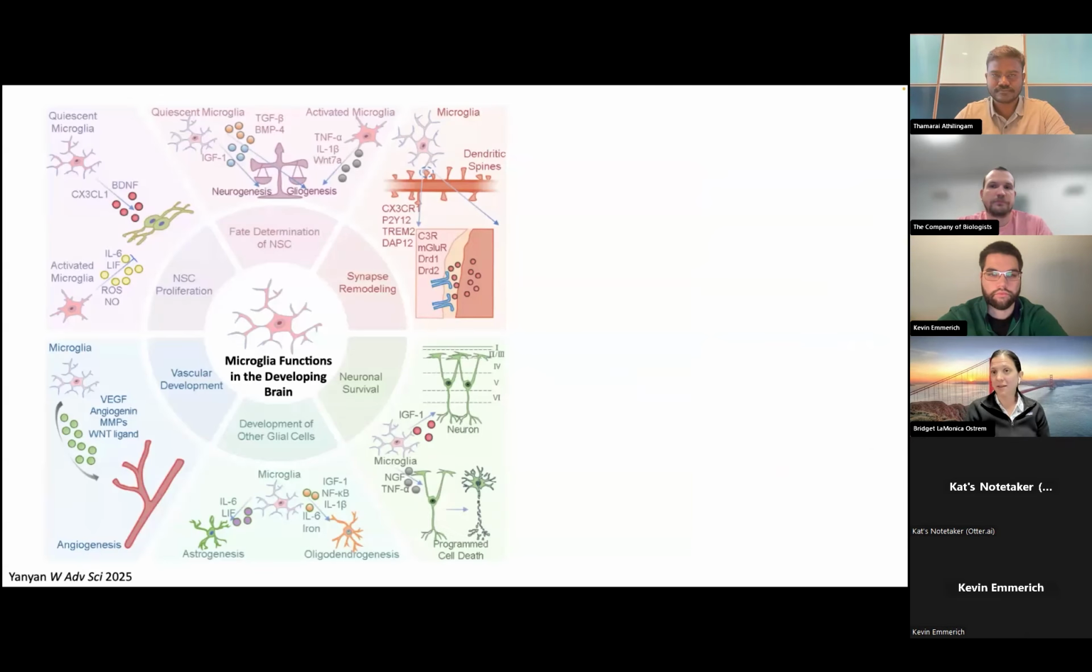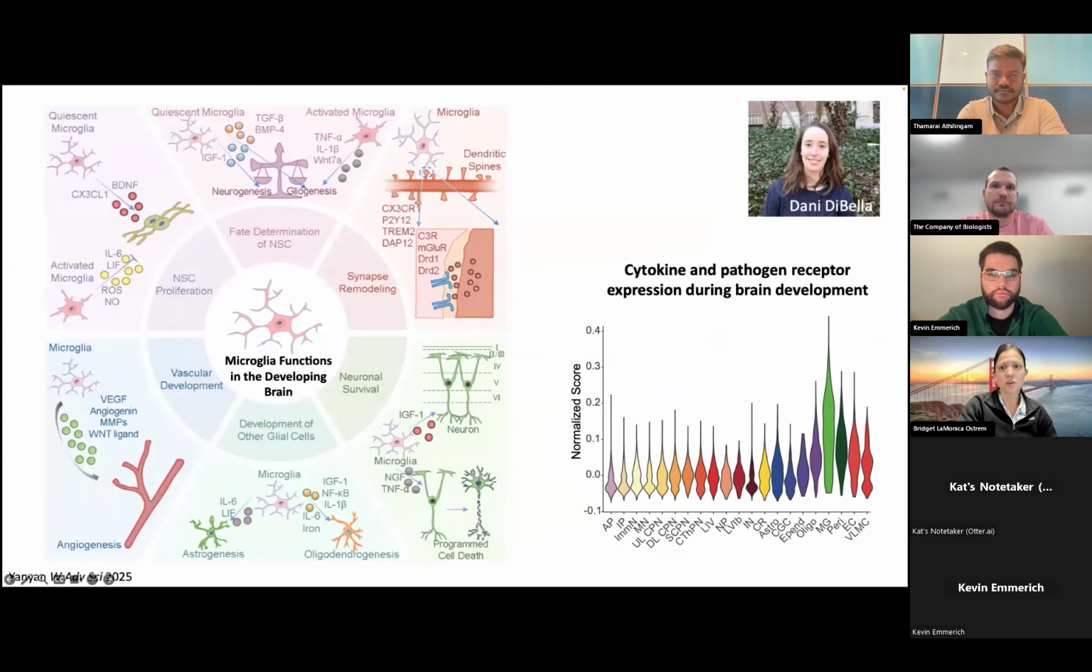So we, of course, hypothesized that microglia must be important in this response. Microglia, as you know, are the resident immune cells of the developing brain and the adult brain and have many, many functions that have been demonstrated or are currently being explored in the developing brain. And we took a first look at this question to try to gain some evidence that supports our hypothesis.